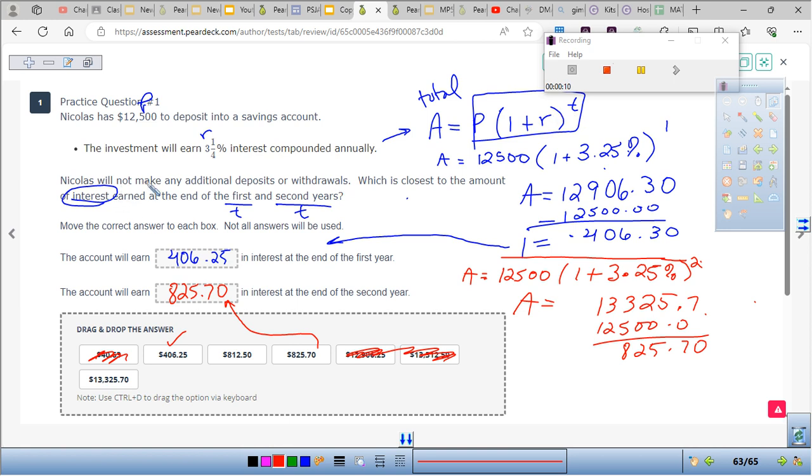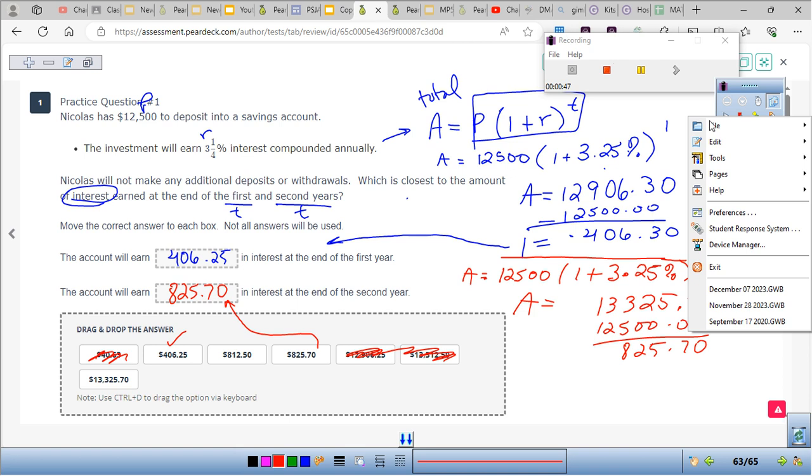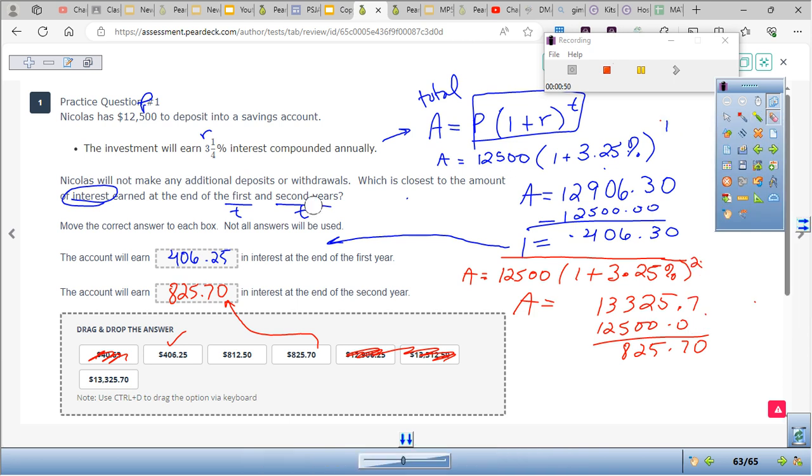Nicholas will not make any additional deposits or withdrawals. Which is the closest amount to the amount of interest? We're worried about the interest only, earned at the end of the first T, that's term 1, and the second year's term. So we're going to do it twice. We're going to do it in term 1. We can change colors. And term 2, okay? So that can be year 1 and year 2.